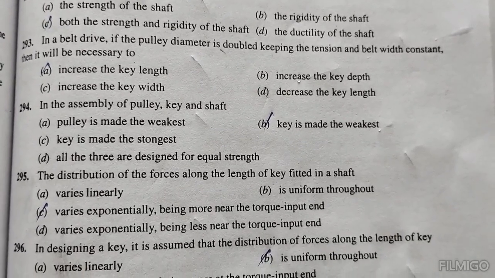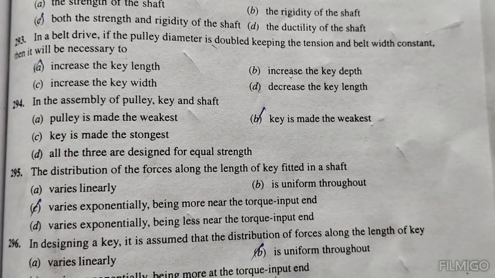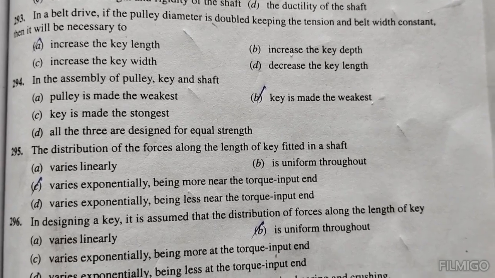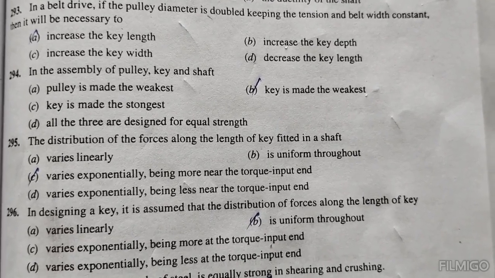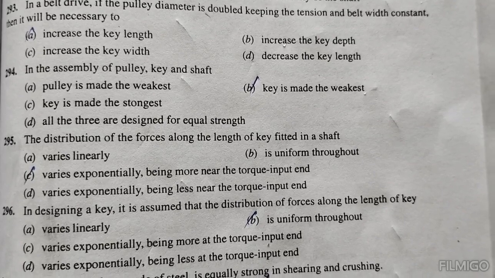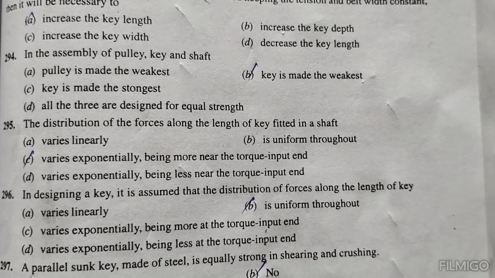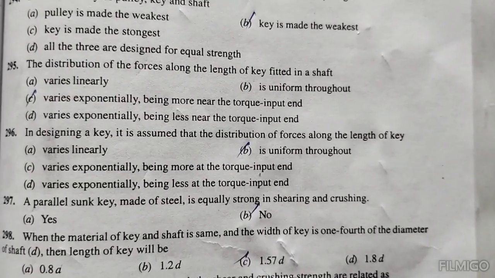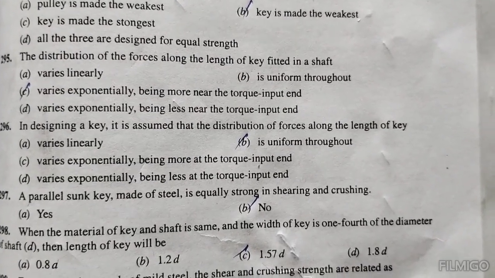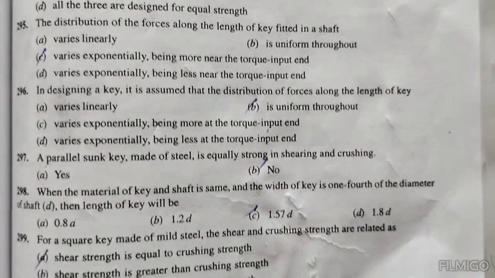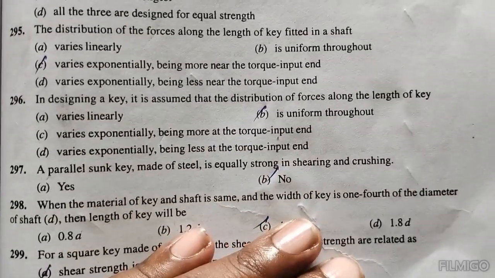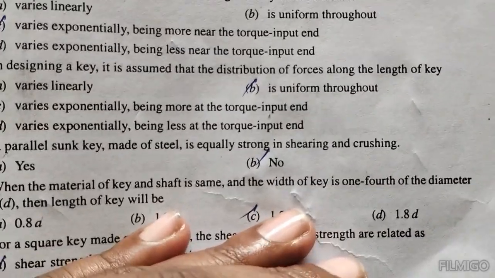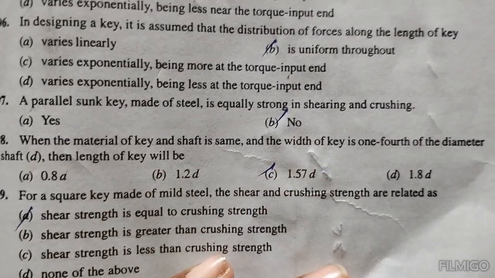In the assembly of a pulley, key and shaft, the distribution of the forces along the length of the key fitted in the shaft varies exponentially, being more near the torque input end. In designing a key, the distribution of the force along the length of the key is uniform throughout. Is a parallel sunk key made of steel equally strong in shearing and crushing? No.